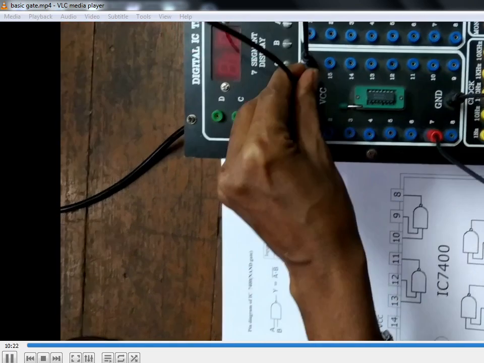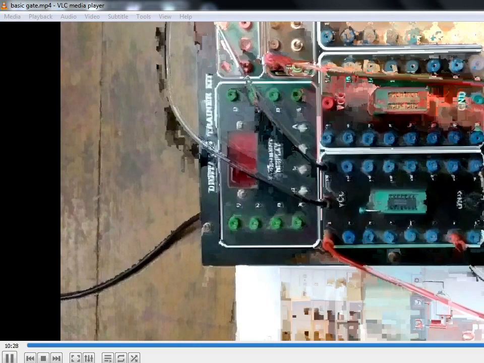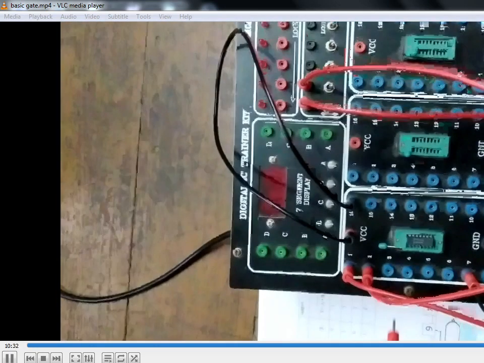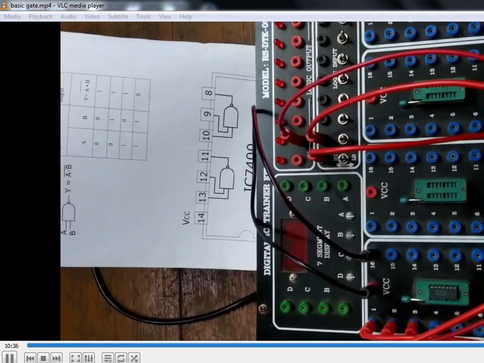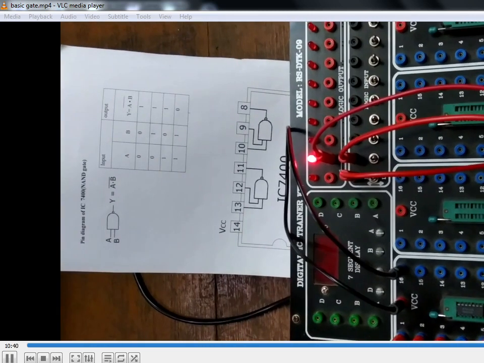Pin number 1 and 2 are inputs. Connecting pin number 1 to the input, 2 to the input terminal, and pin number 3 is output. Switch on the digital trainer. Now I am applying the different combinations of input through these switches.